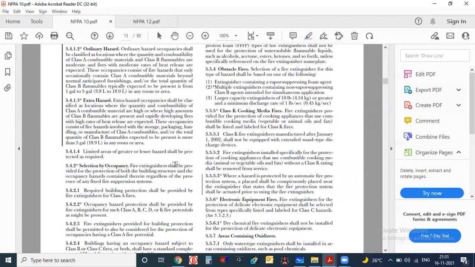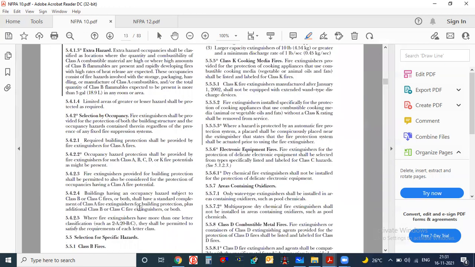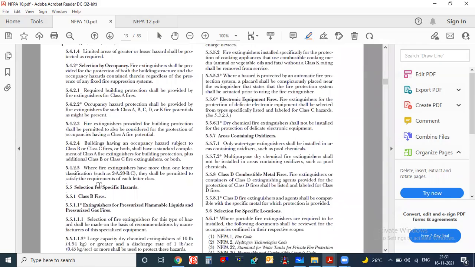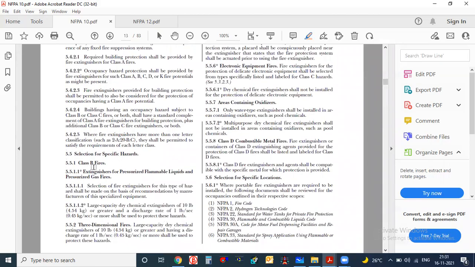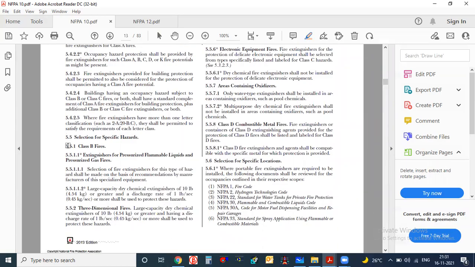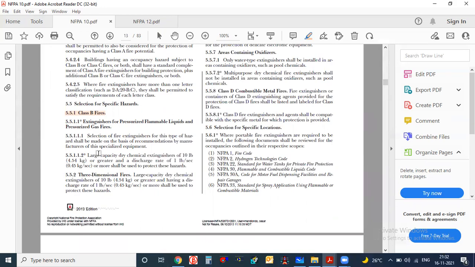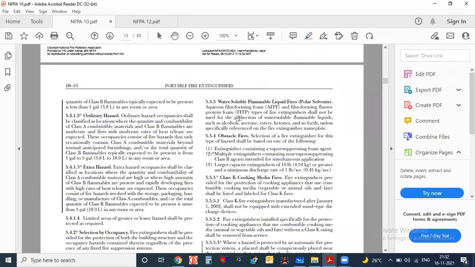Selection of occupancy: fire extinguishers shall be provided for the protection of both the building structure and the occupancy hazard. Certain points are given here, I'll leave those. Selection for specific hazard, class B fires. Here they have written certain specific classifications. For example, a large capacity dry chemical extinguisher of 4.5 kg or greater and a discharge rate or more shall be used to protect these hazards. They are talking about pressurized flammable liquid and pressurized gas fire, and here they have given one capacity. In the same way, there are certain classifications given.